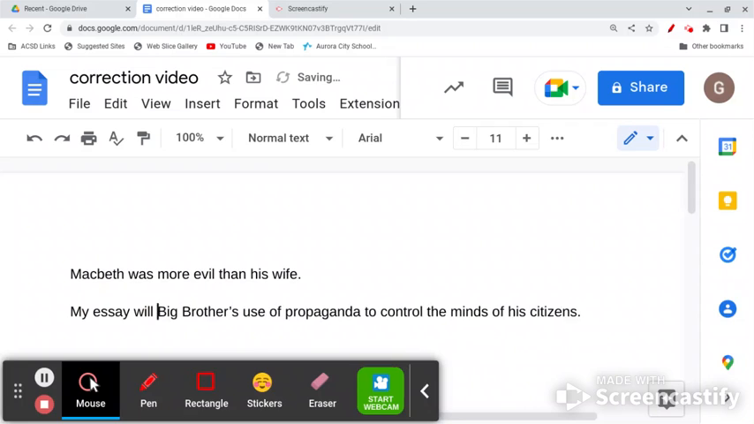So Big Brother uses propaganda. There we go. Big Brother uses propaganda to control the minds of his citizens. And there you go. That's how you do it.